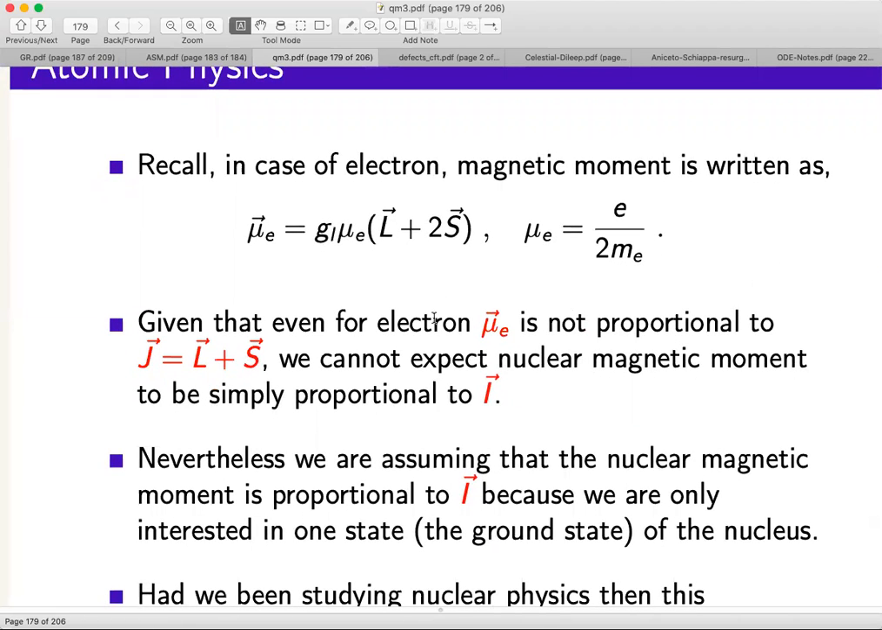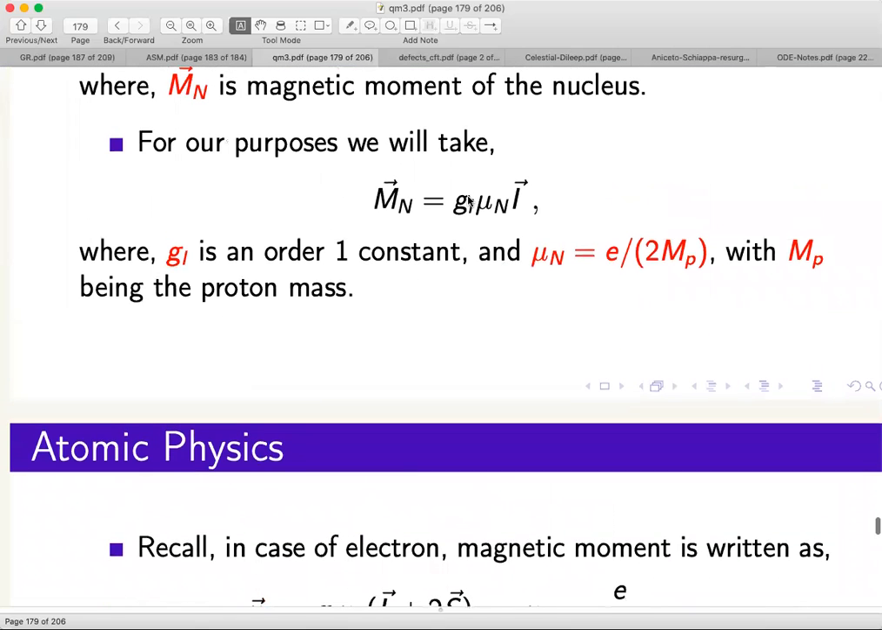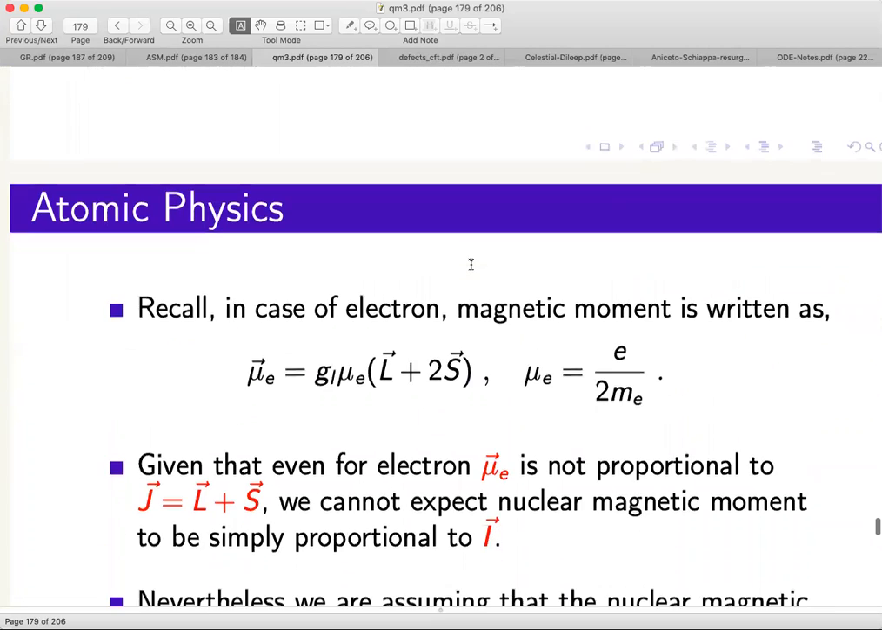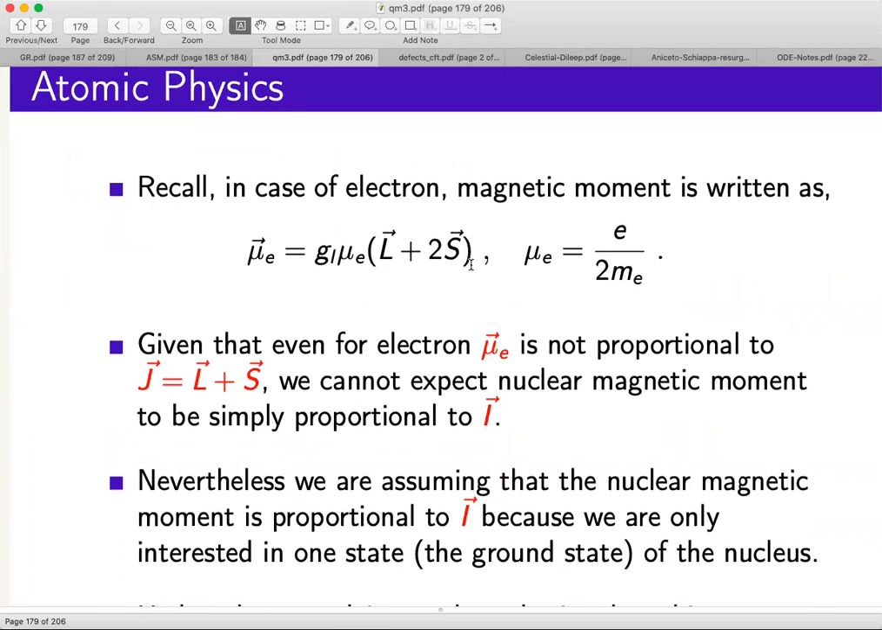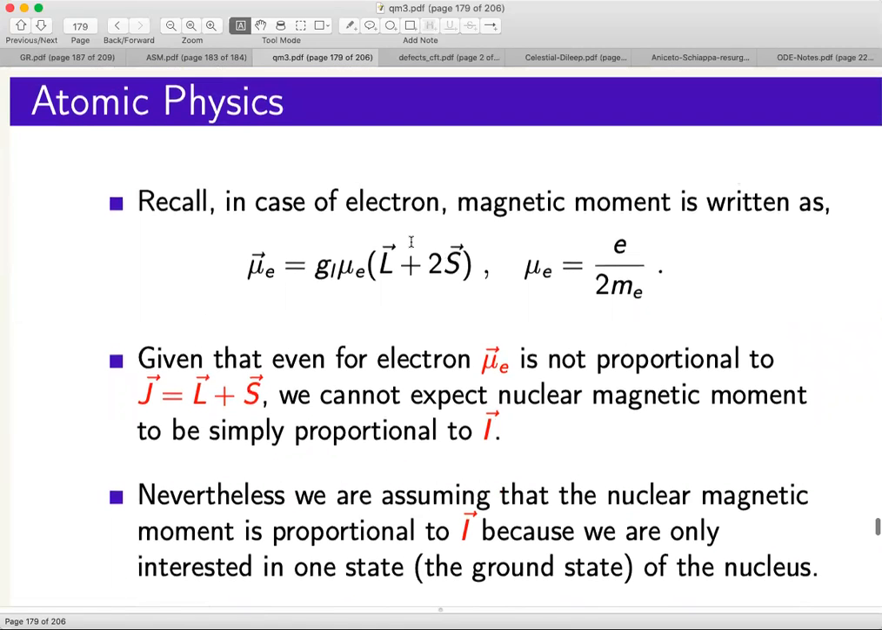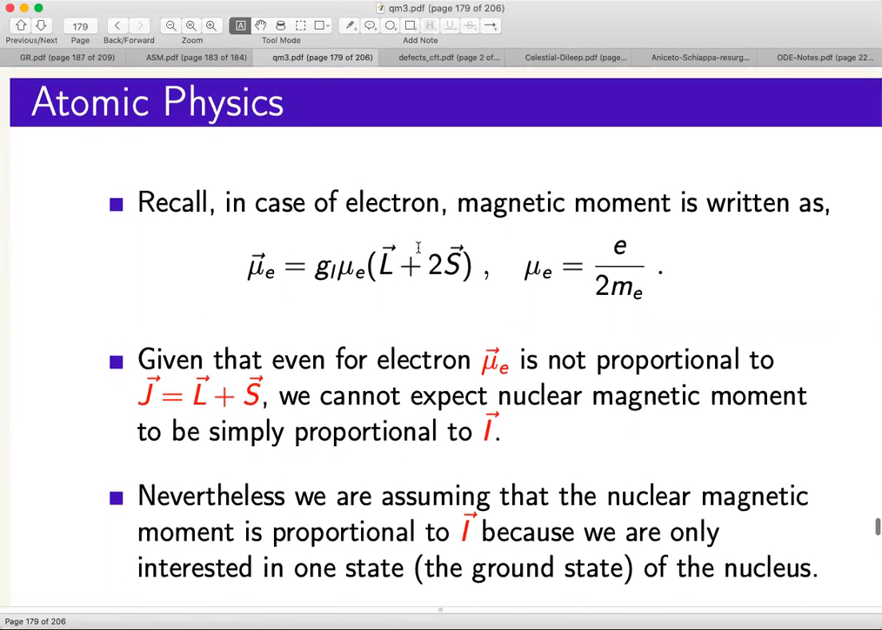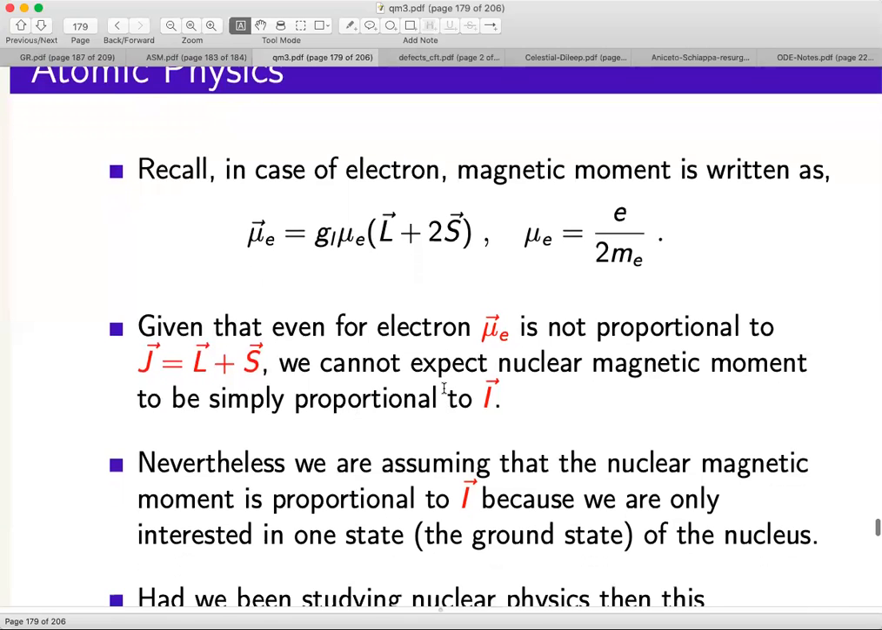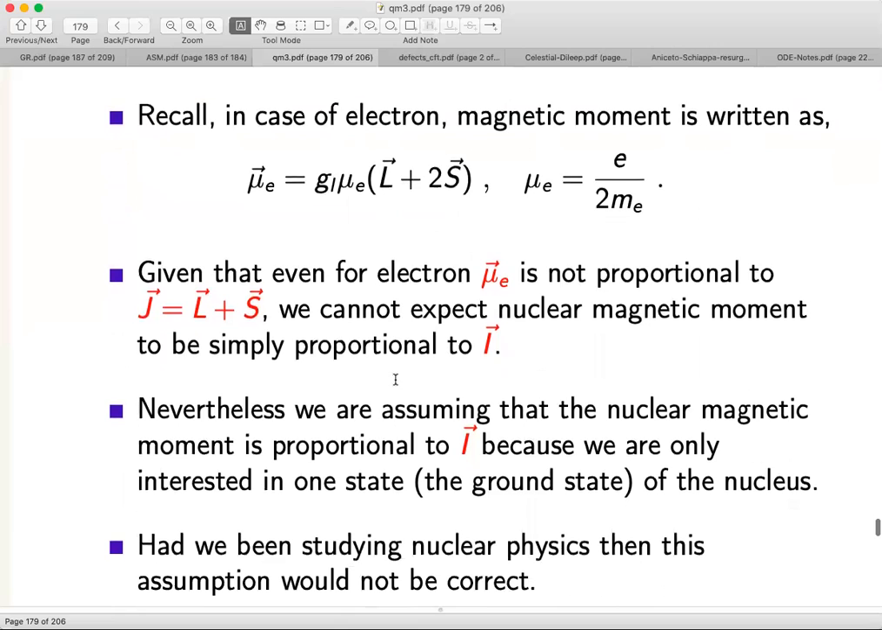The reason why we are not getting into too much detail of exactly how the factor comes about and how I is defined is simply because even in case of the electron, we had understood that this is not directly proportional to J, but it is J plus S. Given that the nuclear magnetic moment is a vector sum of the magnetic moments of every nucleon, it's going to be too much to actually determine how the whole stuff is going to be written down. So therefore we don't worry about that detail.